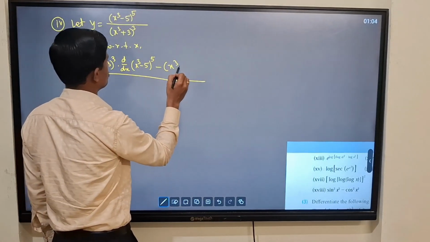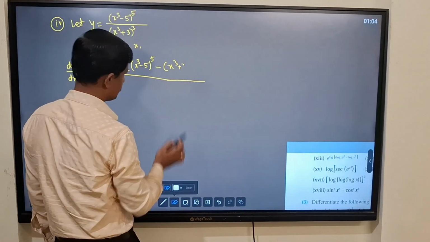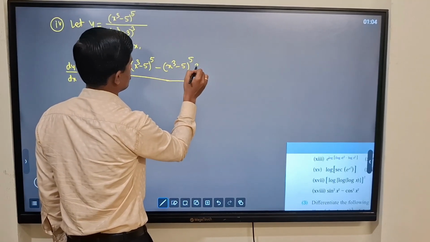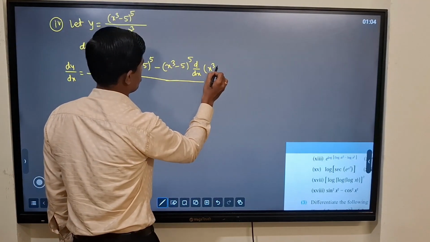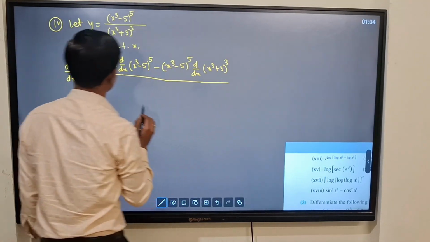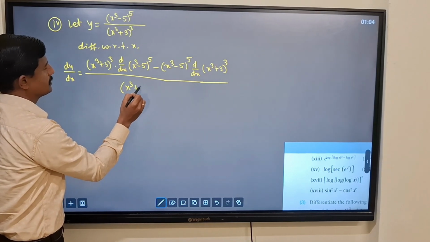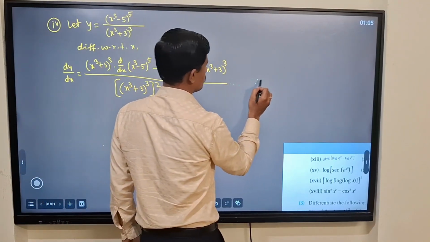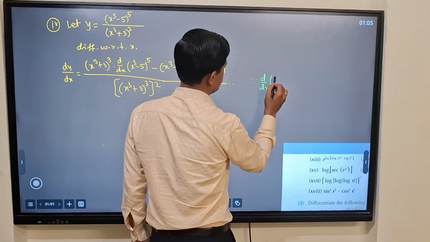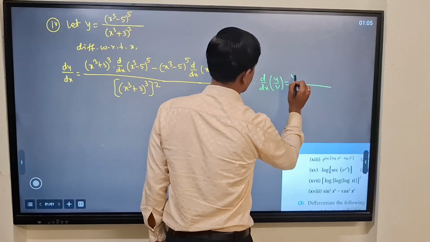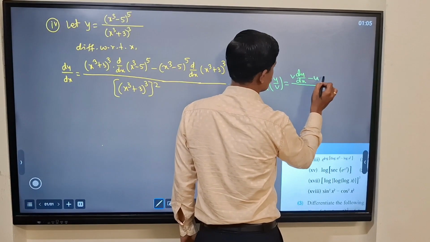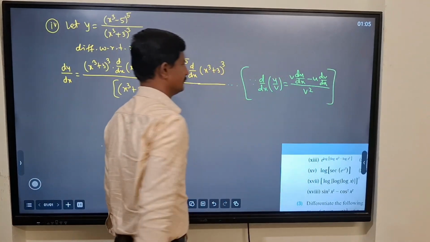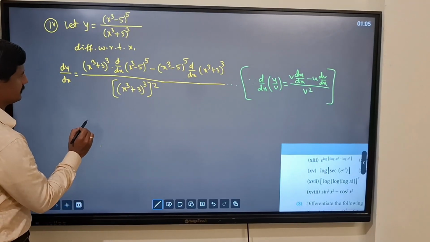minus, x cube minus 5 raised to 5 d dx of x cube plus 3 raised to 3, and here x cube plus 3 whole cube whole square. Now here we use the rule of d dx of u upon v, which is what? v du by dx minus u dv by dx upon v square.